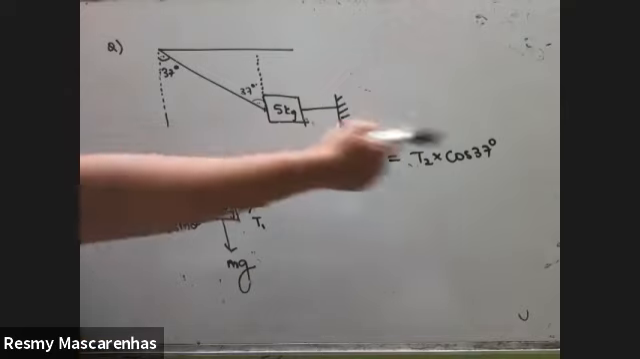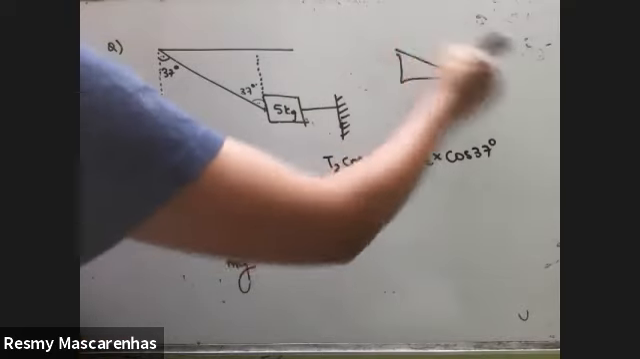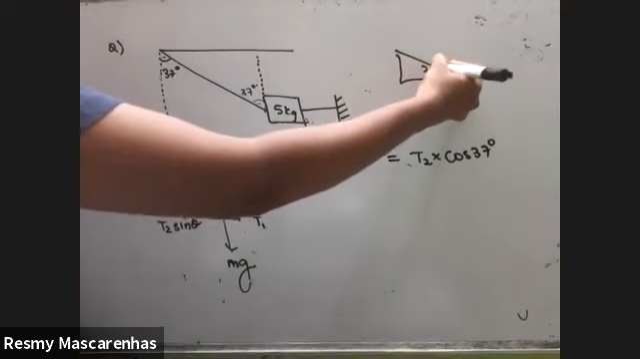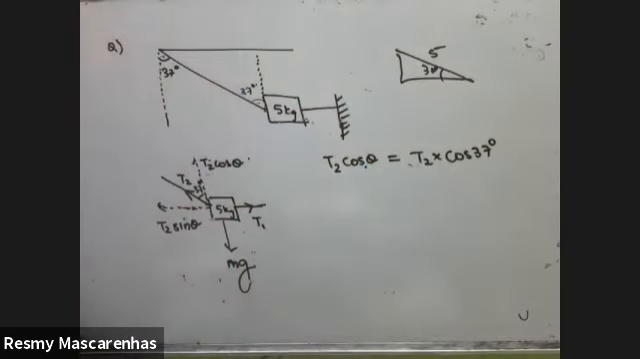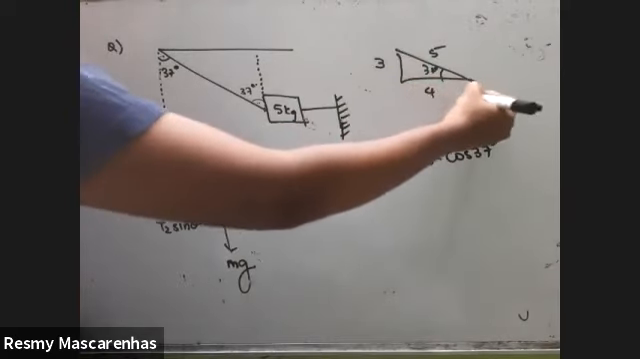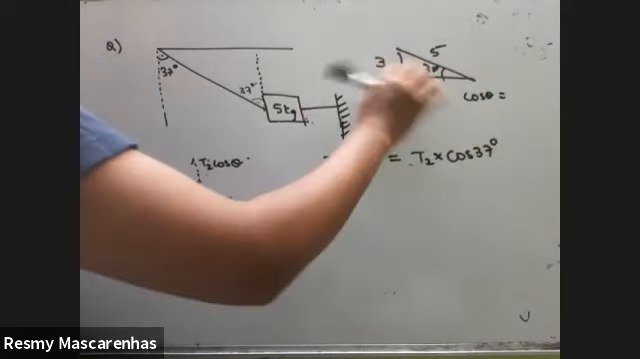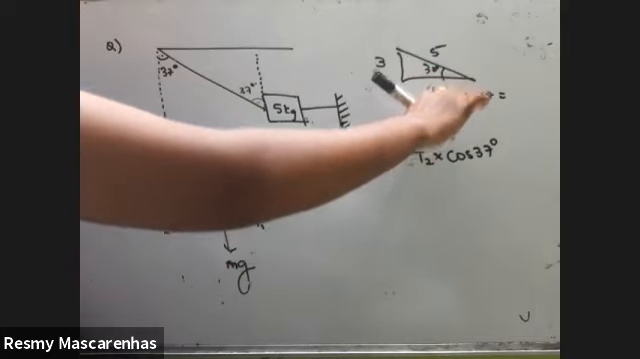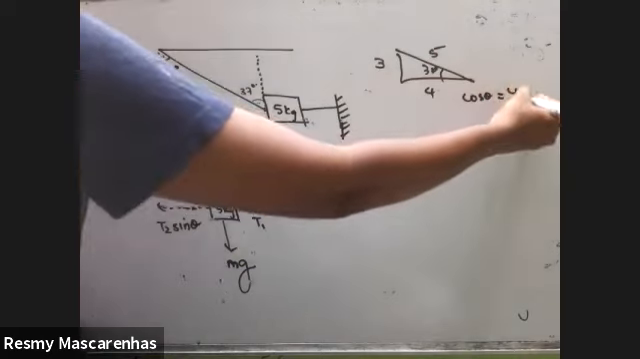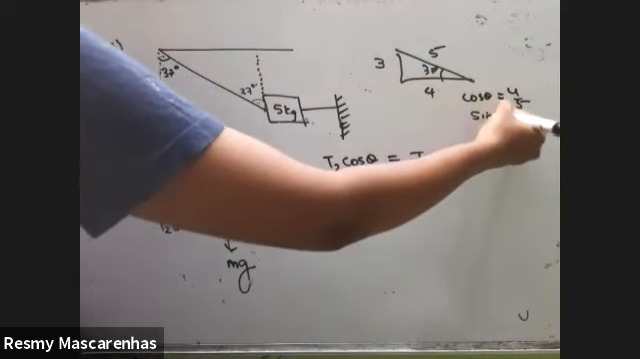Now I told you whenever the angle is 37 degree, there is a direct shortcut. You have to remember this triangle for 37 degree. Hypotenuse is always 5. For 37, opposite side is 3 and this is 4. So cos theta is adjacent upon hypotenuse. So cos theta is always 4 by 5, sin theta is always 3 by 5.